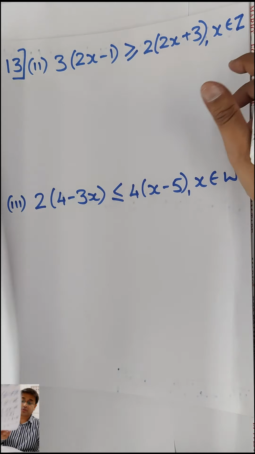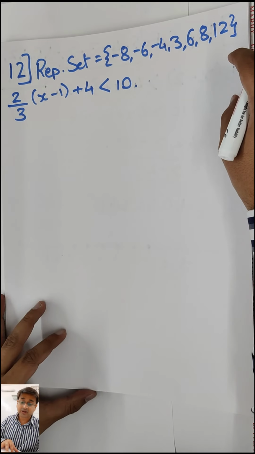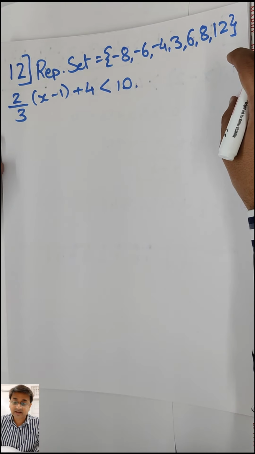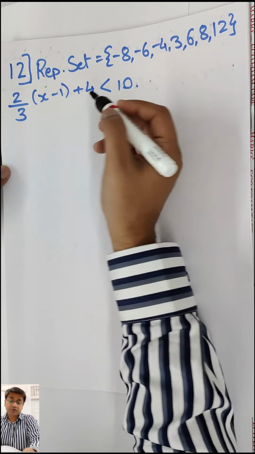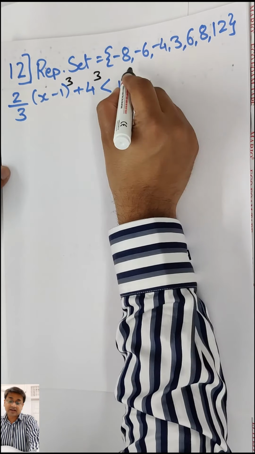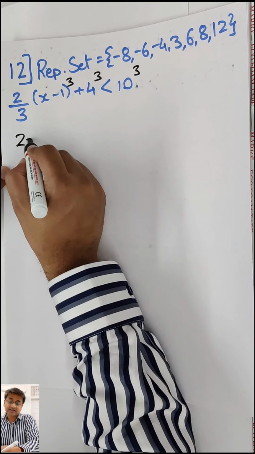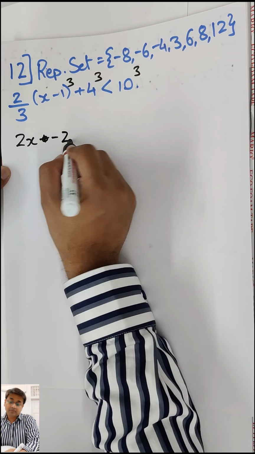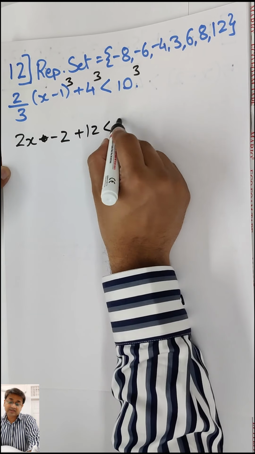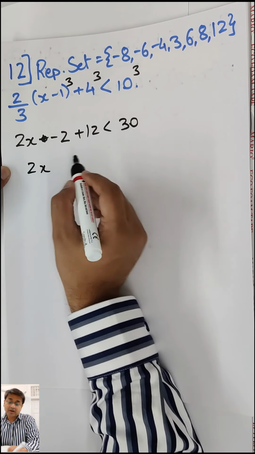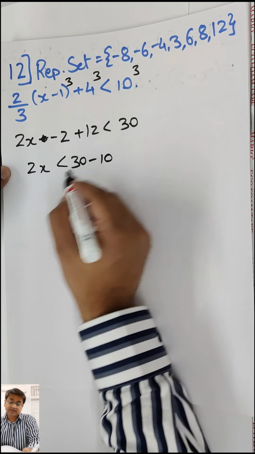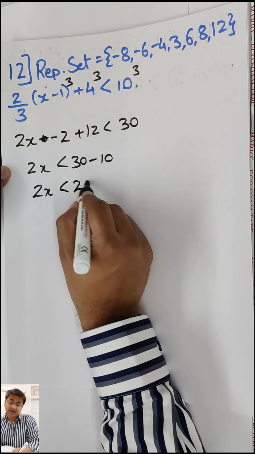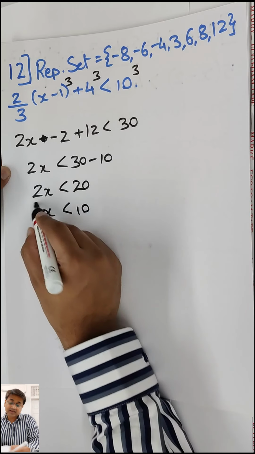Okay. Next one, sum number 12. Come on, this is a good question. Again, the replacement set, nothing new. I'm just doing it for your practice. So let's open it. Multiplying each by 3 as the LCM. So 3 cancels, I'll get 2x minus 2 plus 12 less than 30. So 2x less than 30, this is going to be plus 10 coming to the other side, minus 10. So 2x less than 20. X is less than 10.